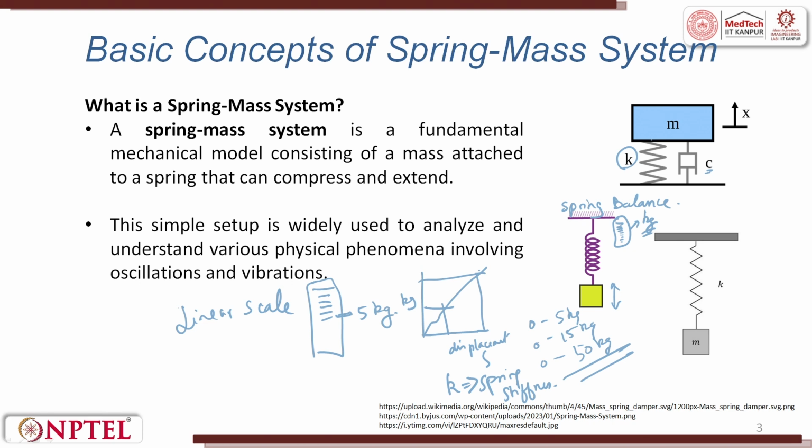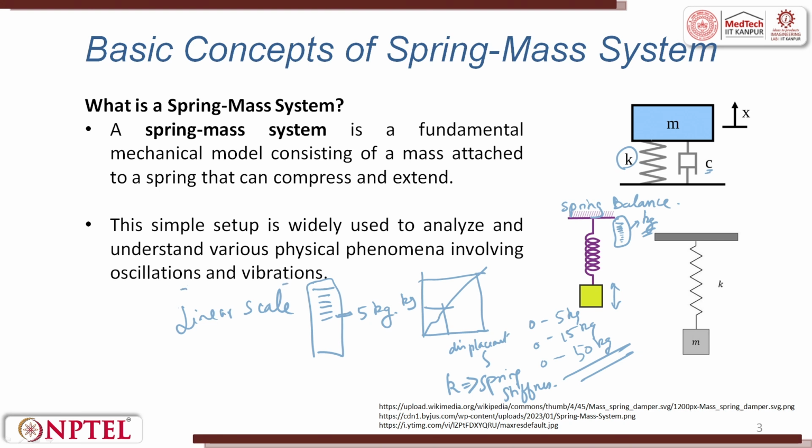You can even go to the sabji mandi, the vegetable vending, and buy vegetables. When you go to buy cloth in kgs, for example, waist cloth, again you will see a spring balance. In a spring balance, the weight is attached and then the spring elongates. So, here it is tensile, here it is compression. This simple setup is widely used to analyze and understand various physical phenomena including oscillations and vibrations.